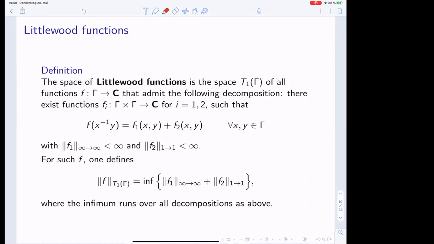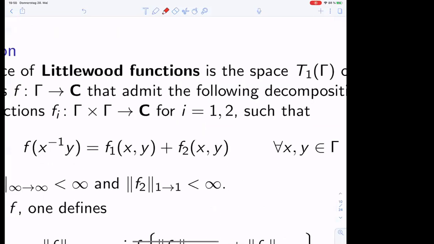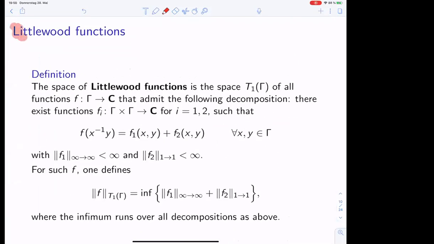We will use these Littlewood functions to get closer to this problem. So we will not answer any of these long-standing conjectures, but maybe this invariant in the end will turn out to be useful to attack some of these problems. So I will now say a little bit about this space of Littlewood functions.